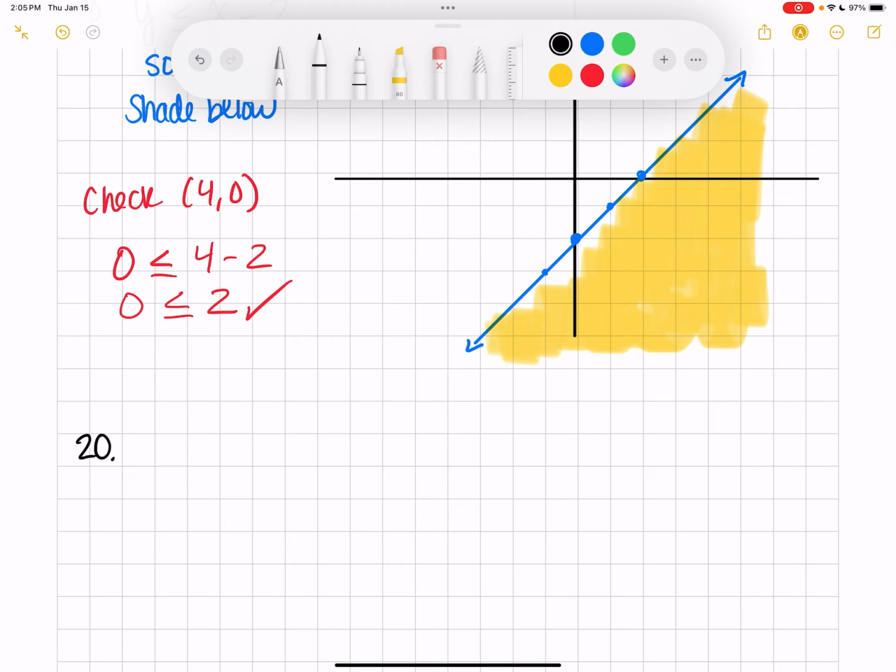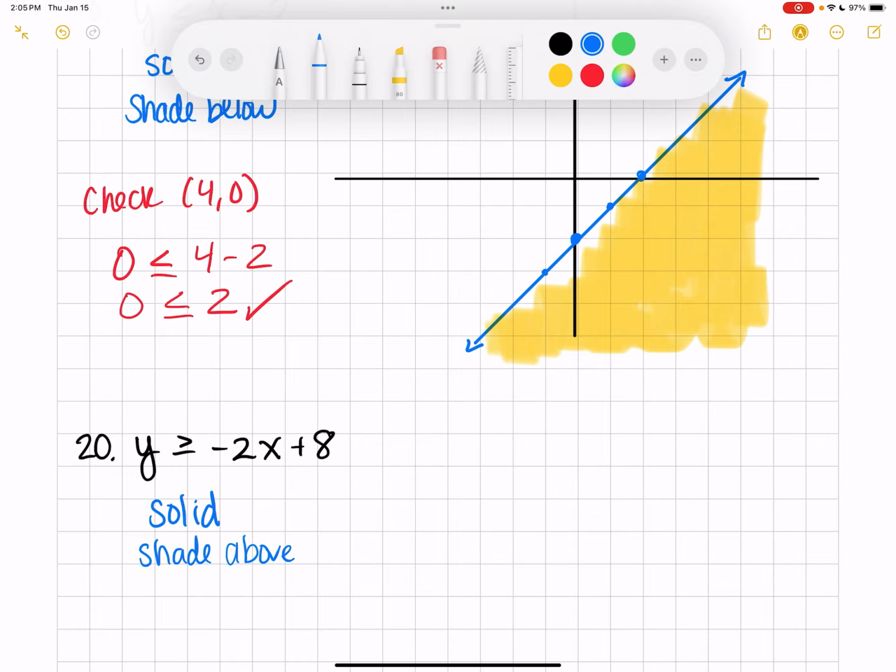20. Y is greater than or equal to negative 2x plus 8. So this time the shading's going to be on top of the line. It's still an or equal to, so it's still going to be solid. If there's a line underneath, it's solid. It's an easy way to remember it. Y is greater than, that means that's where y is bigger than the line, so we're going to shade above.